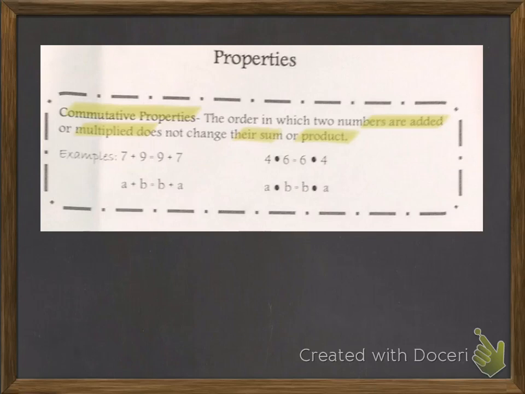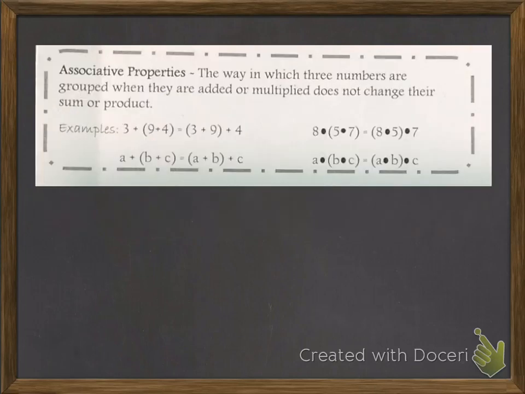So 7 plus 9 is 16, and 9 plus 7 is 16, therefore those are equal to each other. And we also have it for multiplication. 4 times 6 is 24, and that still means that 6 times 4 is 24. So the commutative property is the order of two numbers where they are switched. That means A times B equals B times A.